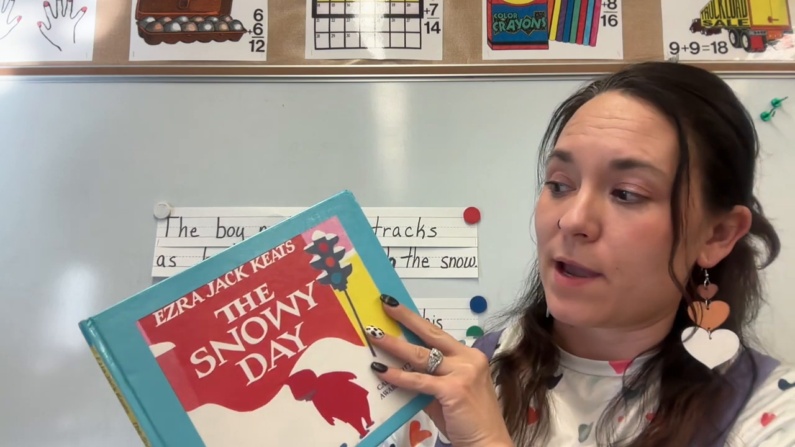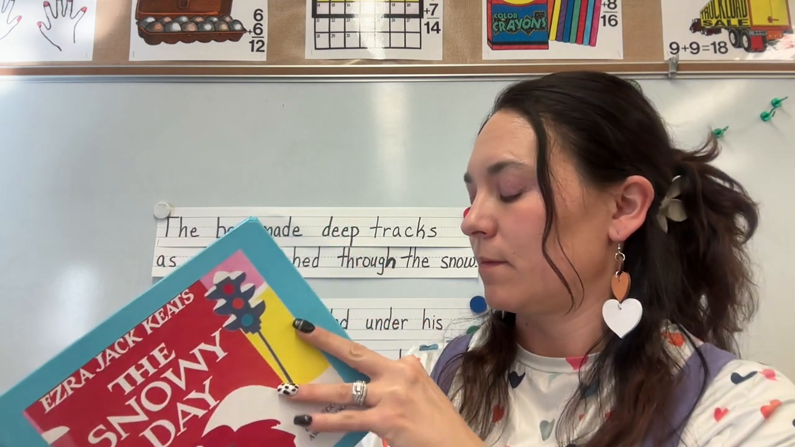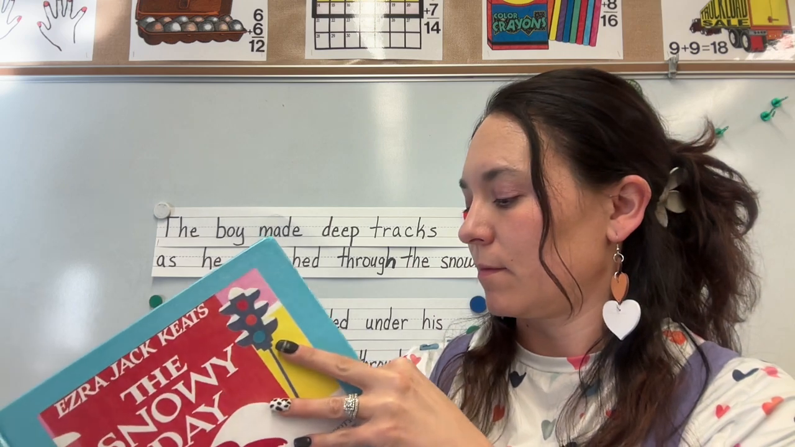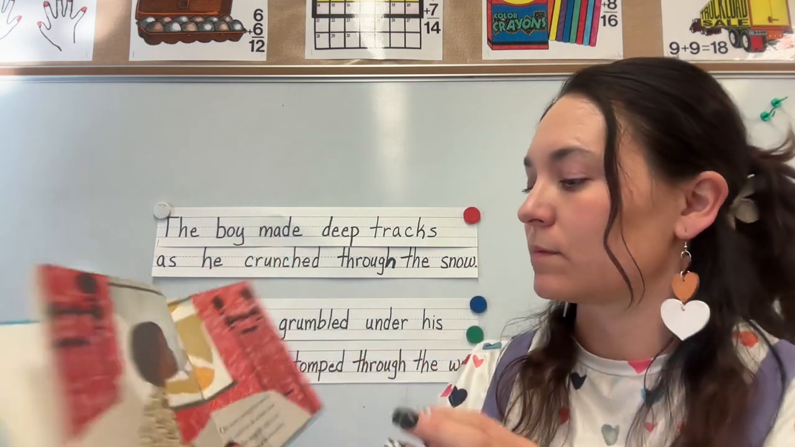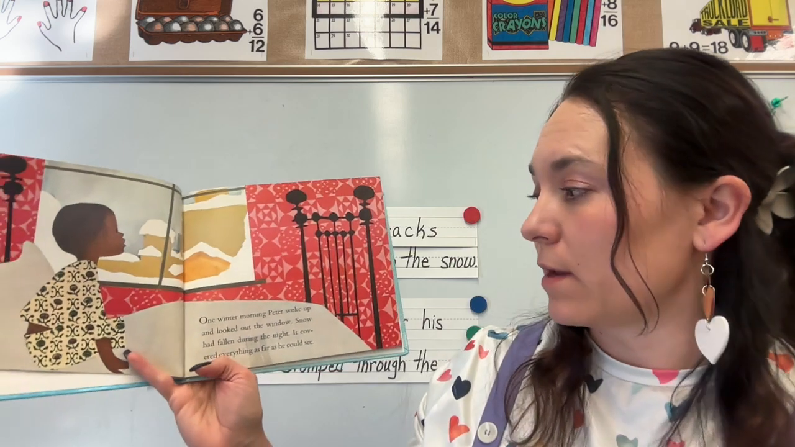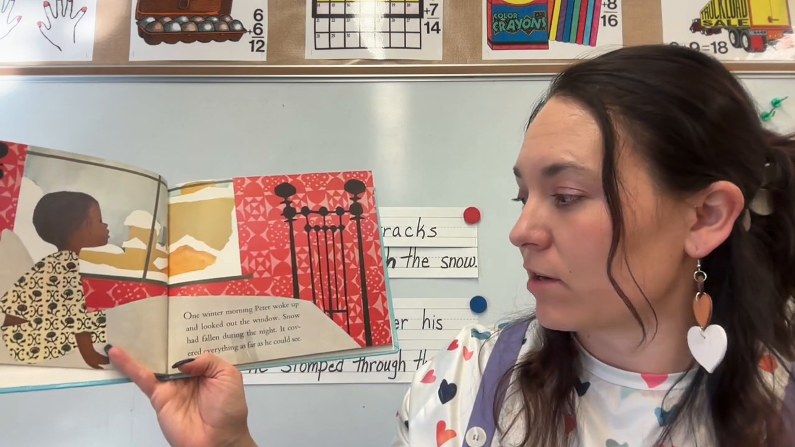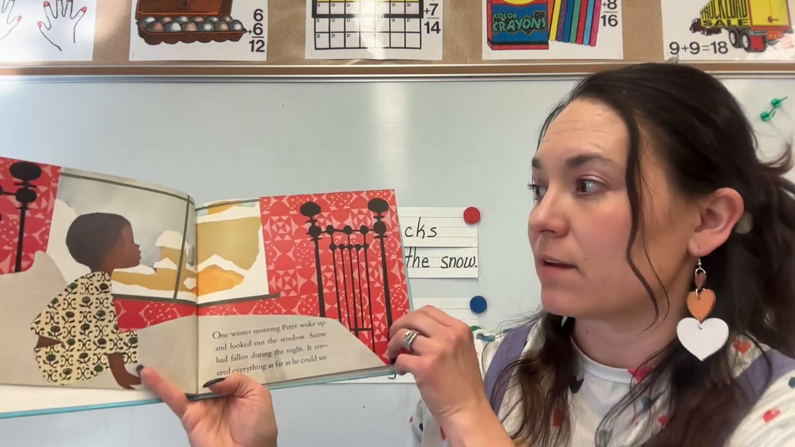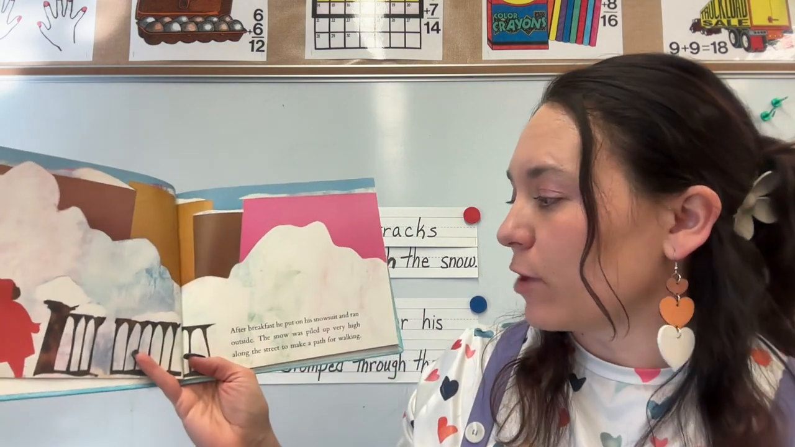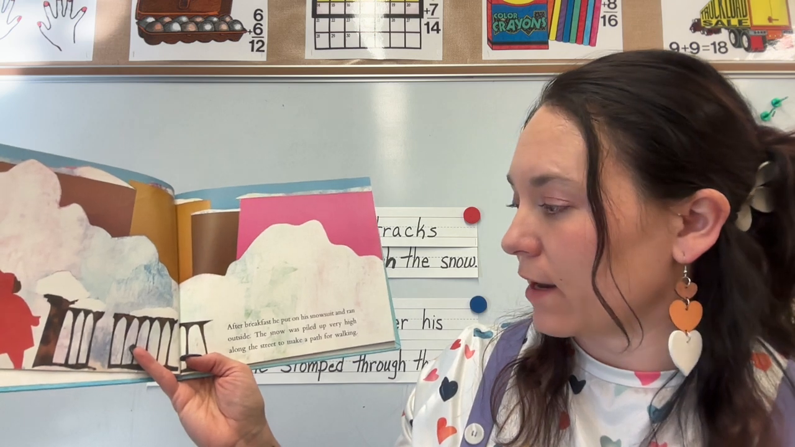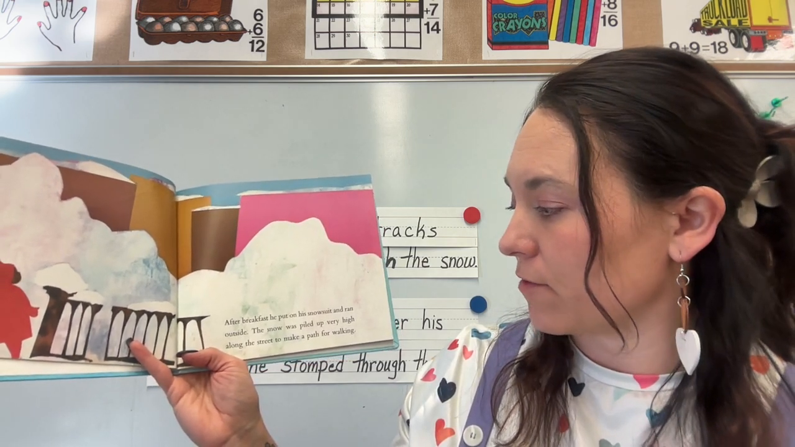The Snowy Day by Ezra Jack Keats. One winter morning, Peter woke up and looked out the window. Snow had fallen during the night. It covered everything as far as he could see. After breakfast, he put on his snowsuit and ran outside. The snow was piled up very high along the street to make a path for walking.